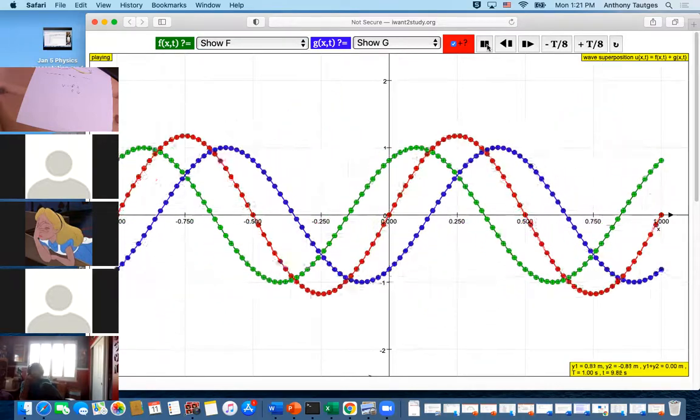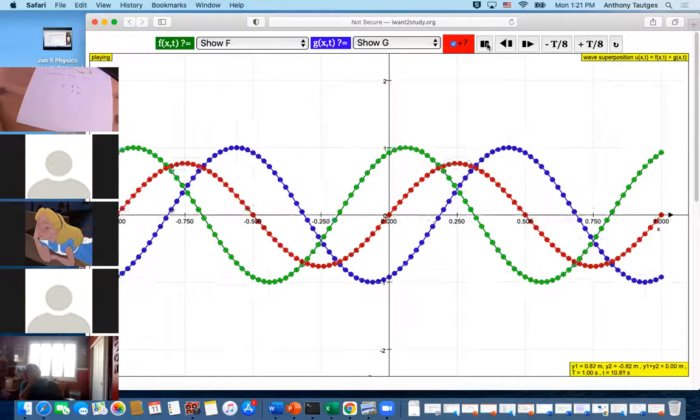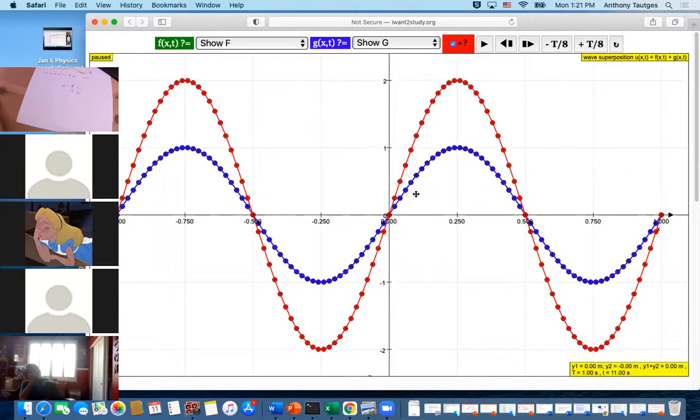Okay, so we don't need to see the individual waves. We can find the wavelength by just measuring the distance between the nodes and doubling it. And you can do that.